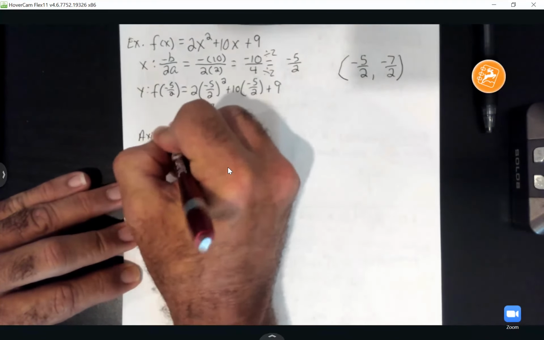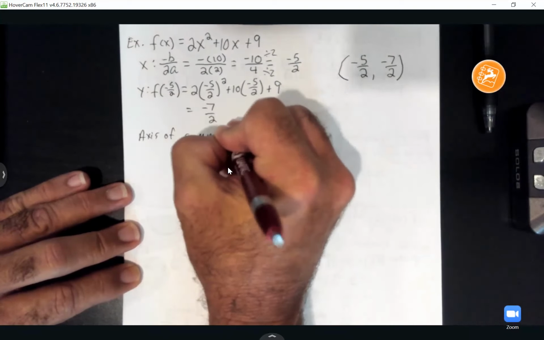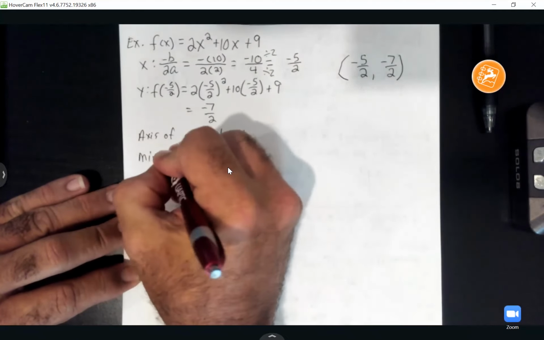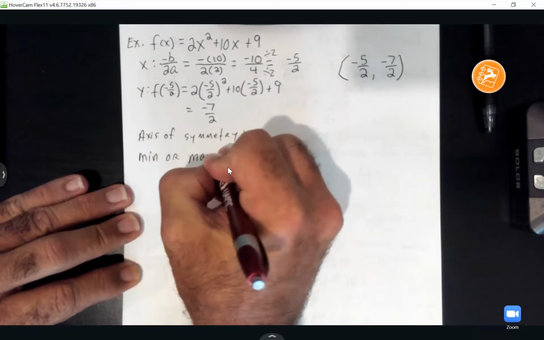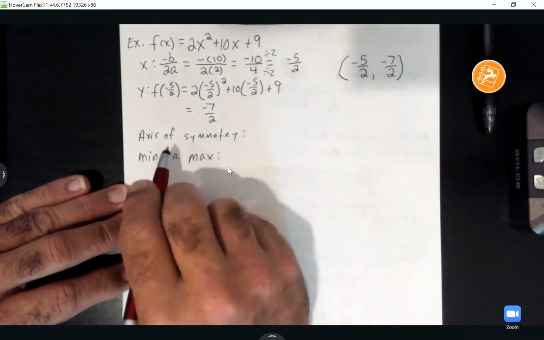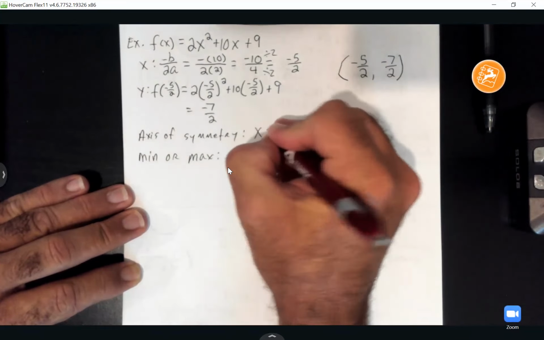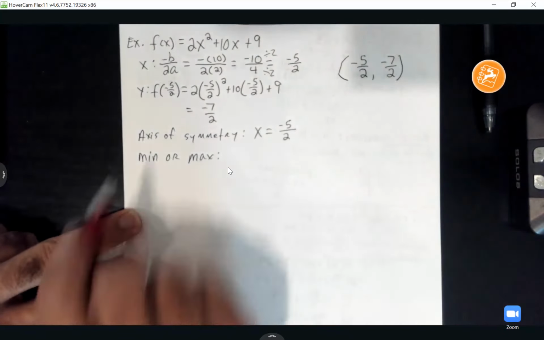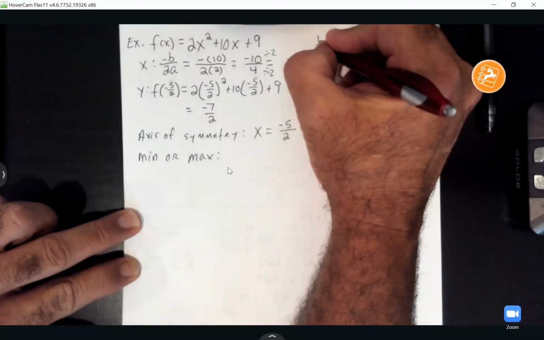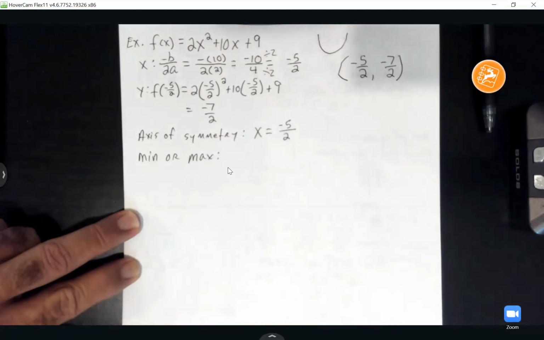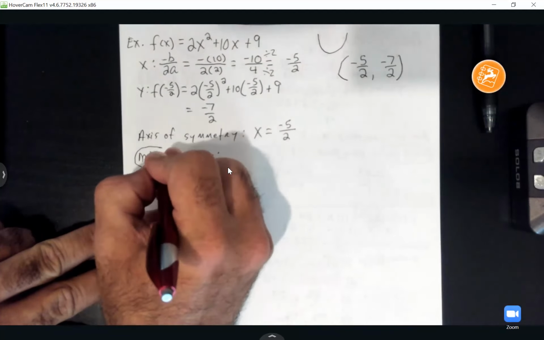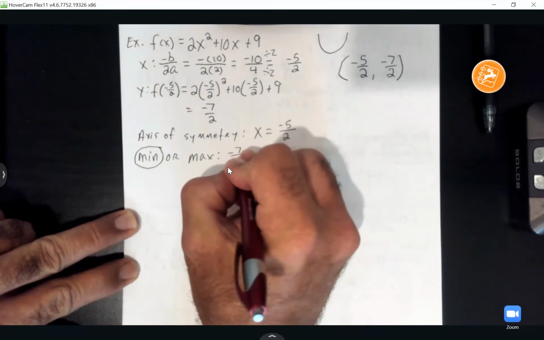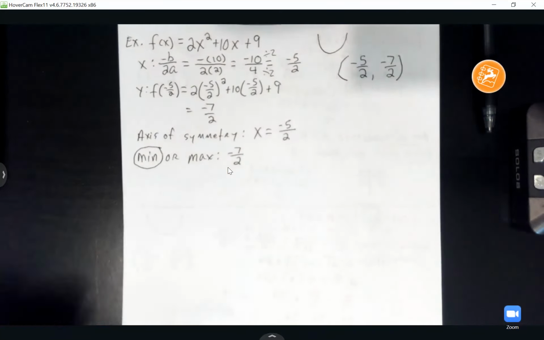All right, y'all. So how about this? Axis of symmetry. What y'all got? X equals negative 5 over 2. Perfect. All right, once again, remember that 2x squared is positive, so this looks like a U-shaped graph, which means we have a minimum, and that minimum value is our negative 7 halves.